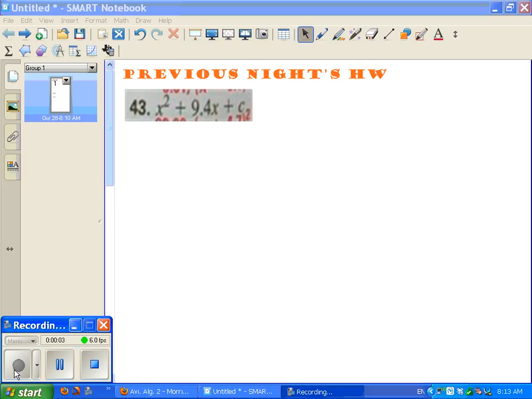I think we're just supposed to figure out what C is supposed to be for this section. So find the value of C that makes the expression a perfect square trinomial. Then write the expression as a square of a binomial. So we're actually supposed to work it out.